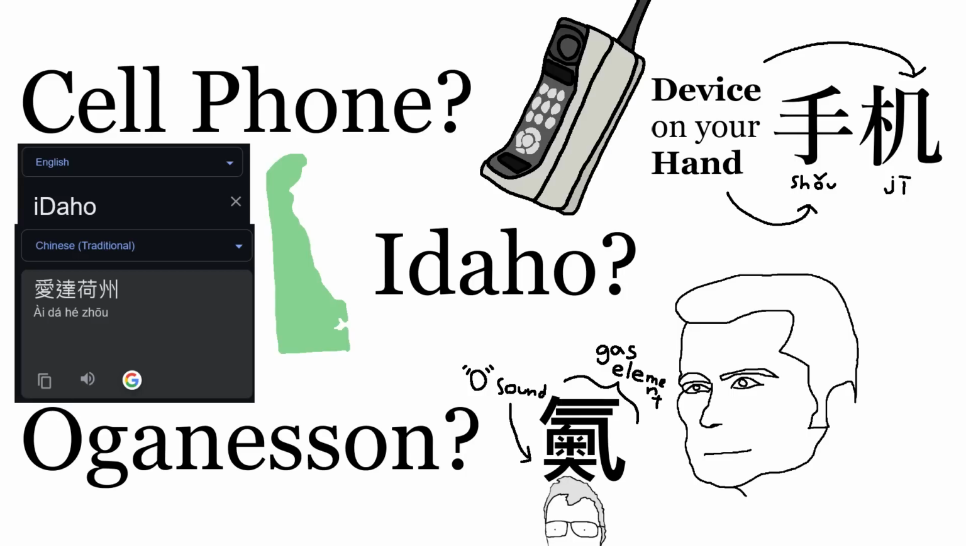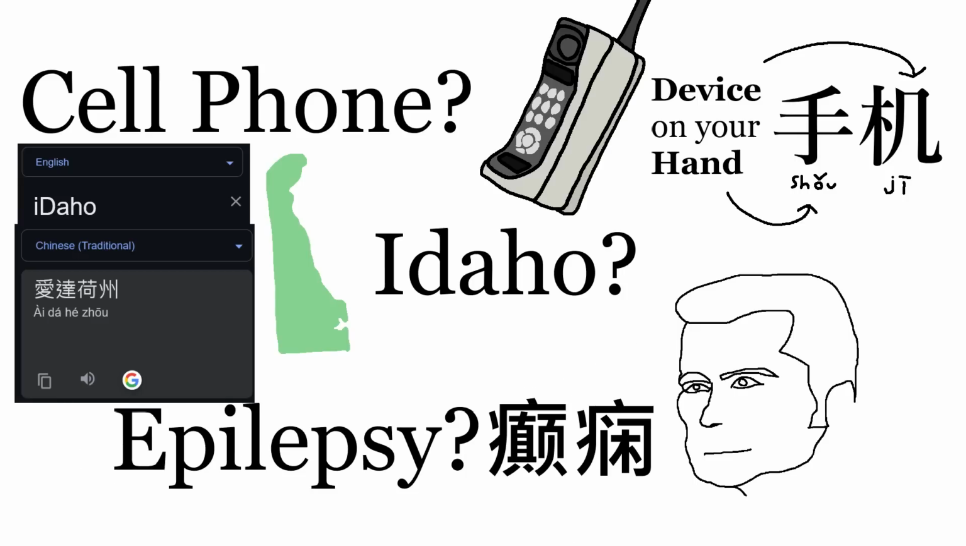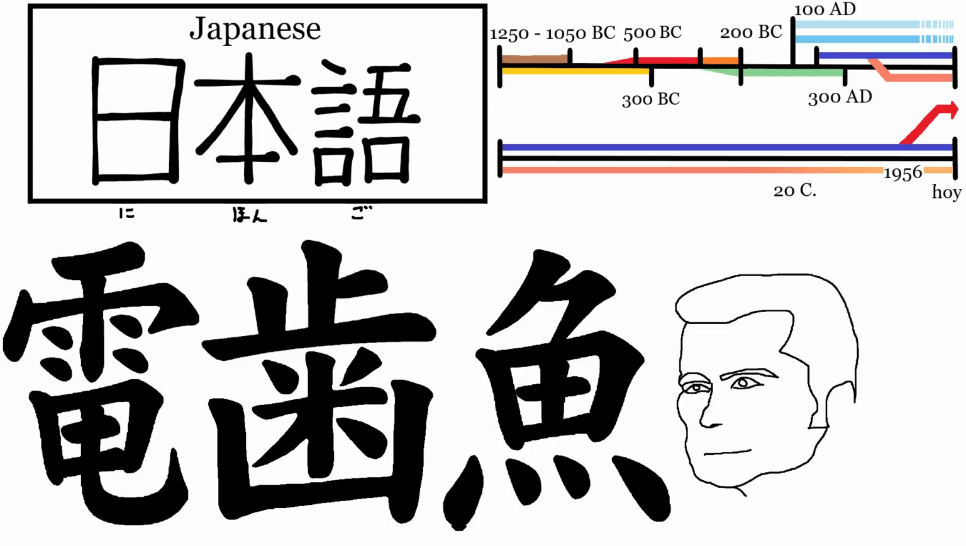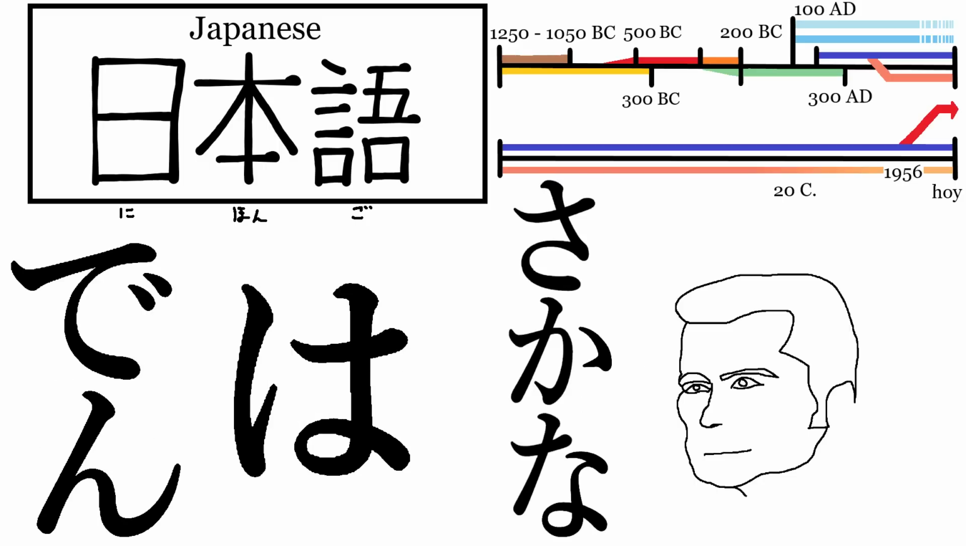Rarely they'll invent new Hanzis for new words, but when they do, it'll make sense, like Nihonium, epilepsy, Bianbianmen, whatever. Now let's talk about Japan, which uses 3 types of writing systems for one language: kanji, hiragana, and katakana.